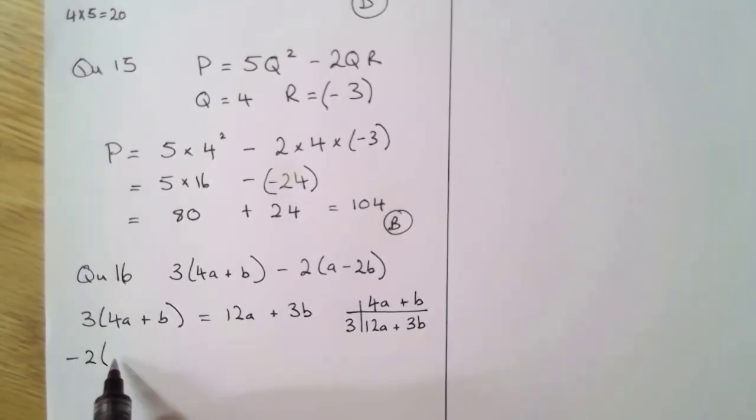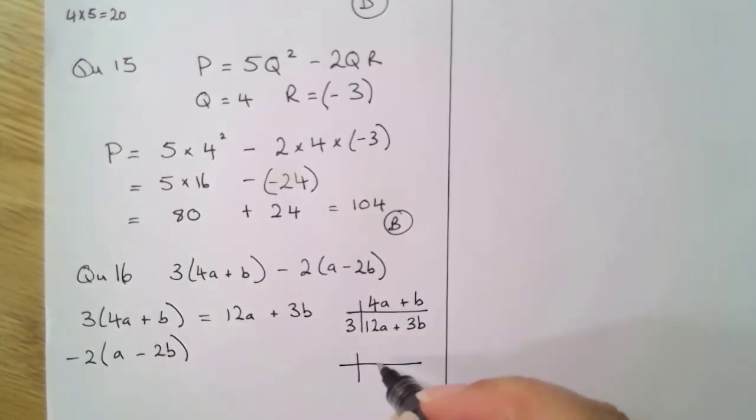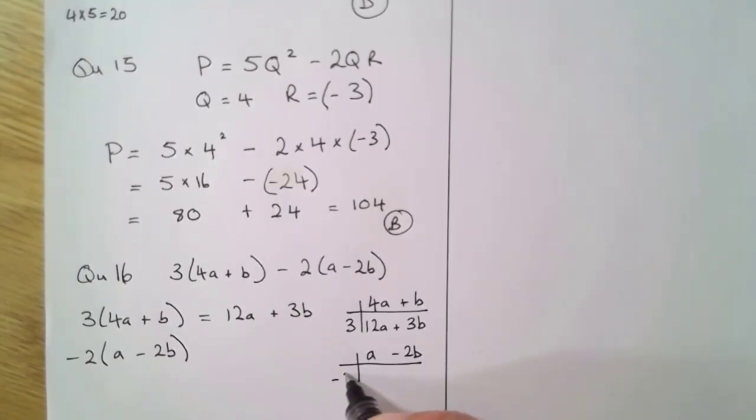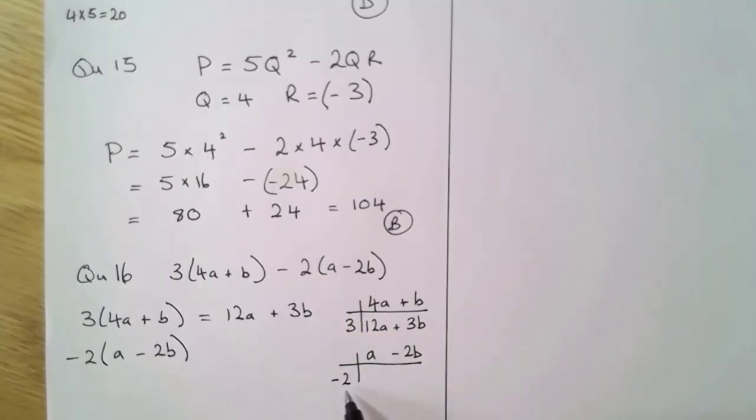Here, -2(a - 2b). I'm actually going to use the grid for this because it helps me not to make a mistake. a subtract 2b, and then we're multiplying by -2. Got to be really careful here. Yes, it says subtract 2, but it's like adding a negative. We need to use negative here. -2 multiplied by a is -2a. And this is the tricky bit: -2 multiplied by -2b is actually positive. 2 times 2 is 4b. So this is -2a add 4b.